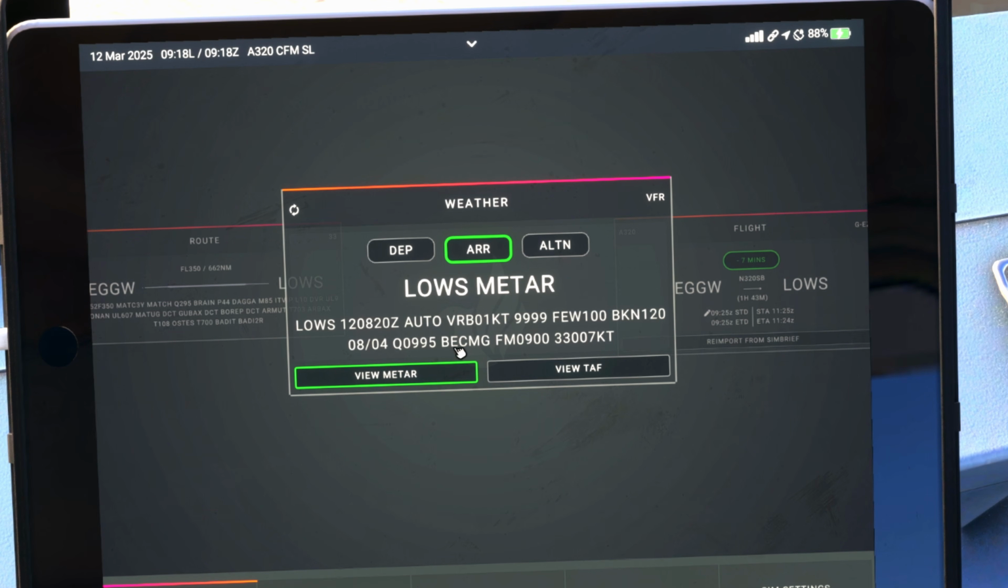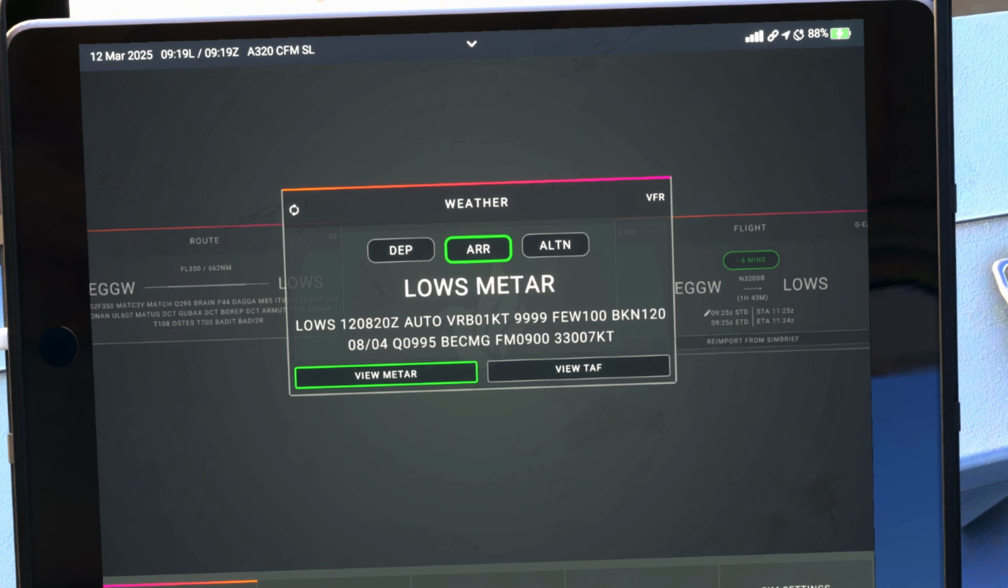And here we've got BECMG. That means becoming. So this means that the conditions will gradually change. And the next field is FM 0900, so that's conditions will start to change from 0900 Zulu UTC. And you can see here what is going to change is the wind. So it's going to shift to 330 degrees true at 7 knots. That's something we need to take note of for our arrival, especially if we're coming in around about that time or beyond that time.